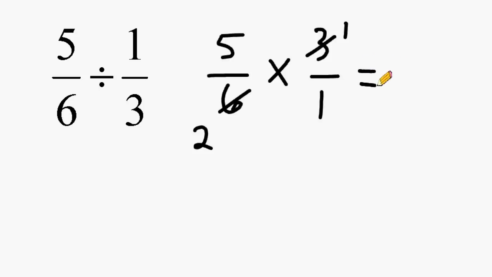So at the top we have 5 times 1, that is 5, and at the bottom we have 2 times 1, which is 2. Now we have an answer that is an improper fraction, so we are going to simplify that and express our answer as a mixed number.